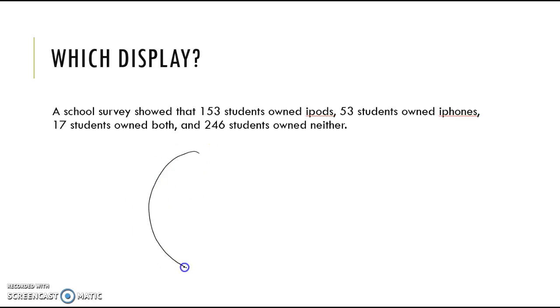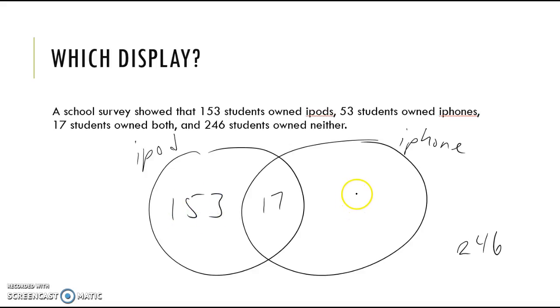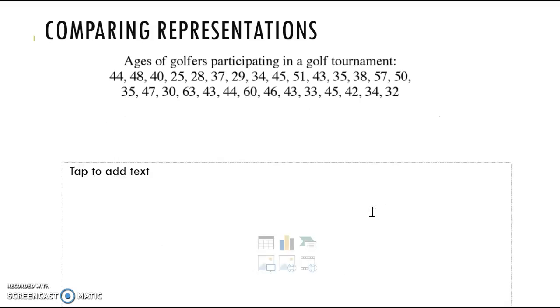So two circles for our Venn diagram. Have one labeled iPod, the other iPhone. And so outside would indicate my neither, so I'm going to put my 246 out here, my both, 17, iPod only, 153, and iPhone, 53. There.